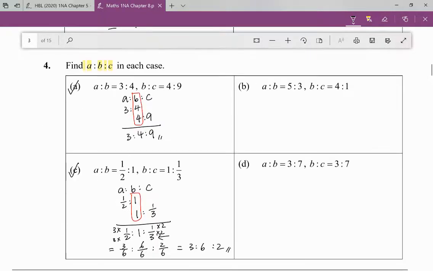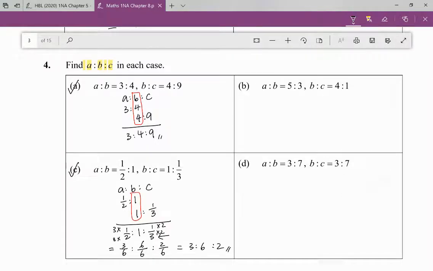Perhaps we should try part B where B is different. Okay, so A is to B is to C. I have 5 is to 3, and then B is to C is 4 is to 1. Now you look at your B, you realize that they are different. So you will have to make it the same first. If I have 3 and 4, that means the lowest common multiple is 12.